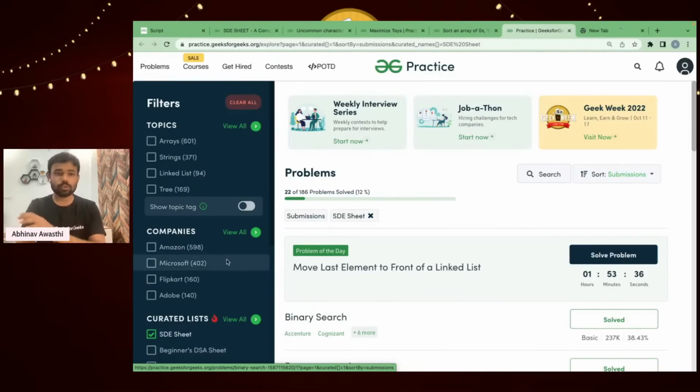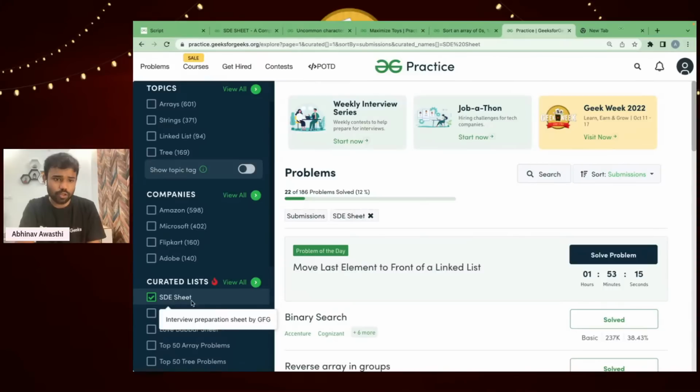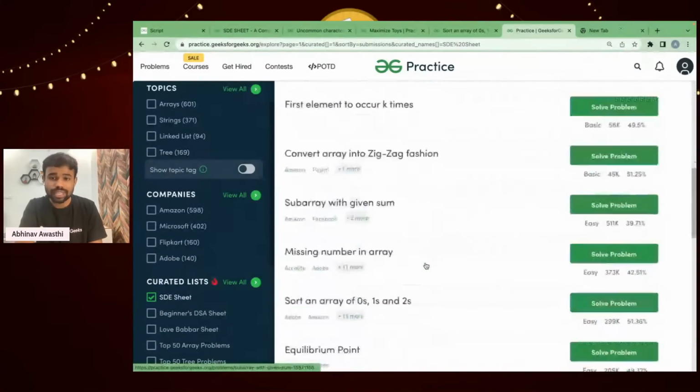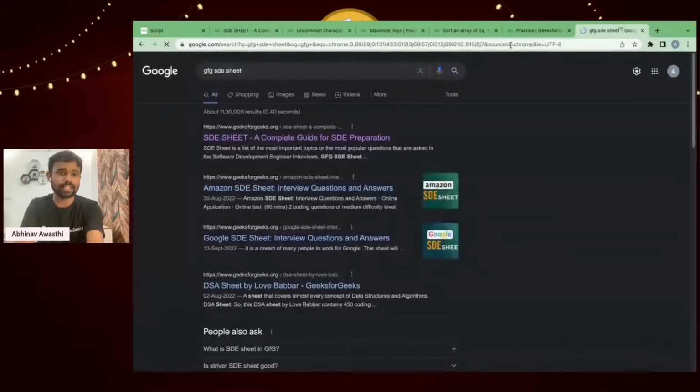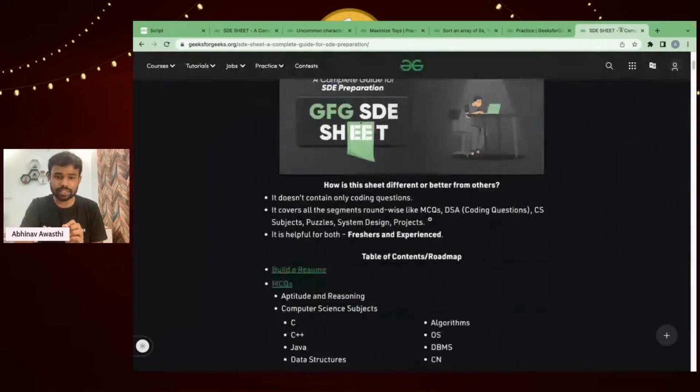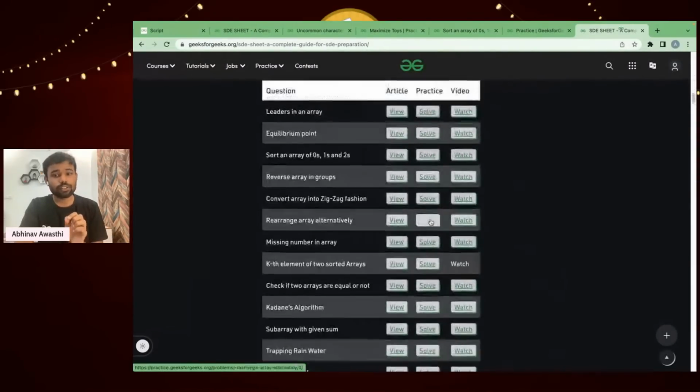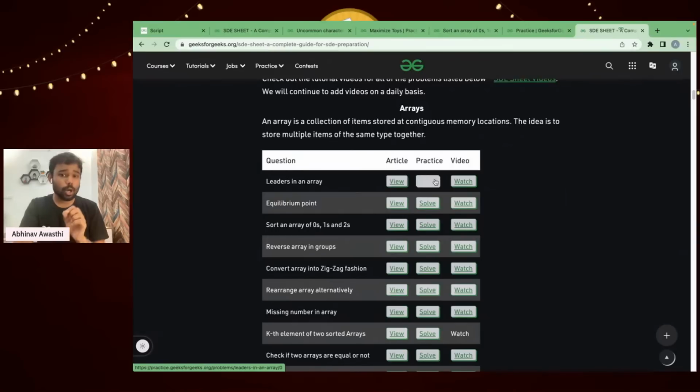Here you can see, when you open the problem section of the GFG practice platform, you will see the sheet link, and here you can see the SDE Sheet. Here you can see all the problems related to the GFG SDE Sheet. You can also search for GFG SDE Sheet on Google, and the first link you will get is of the Geeks for Geeks SDE Sheet. You can see the complete SDE Sheet with all the articles and all the practice problems. You will also have the editorials, the video editorials, and the editorials of each and every problem present there.